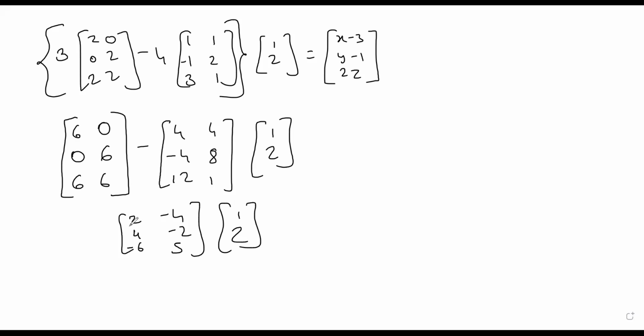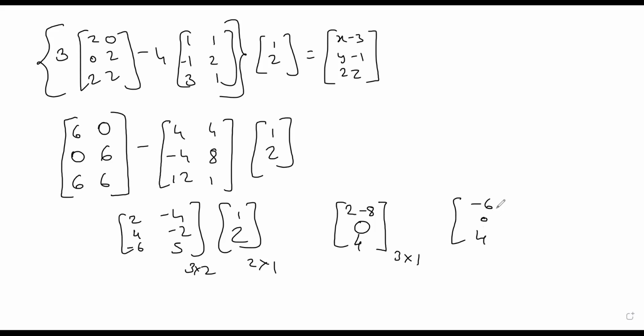Now see, the order here is 3 by 2 and here is 2 by 1. So the multiplication order will be 3 by 1. So it will be 2 minus 8, and 4 minus 4. So this will become 0, and minus 6 plus 10. This will become 4. So this is minus 6, 0, 4. That is equal to x minus 3, y minus 1 and 2z.